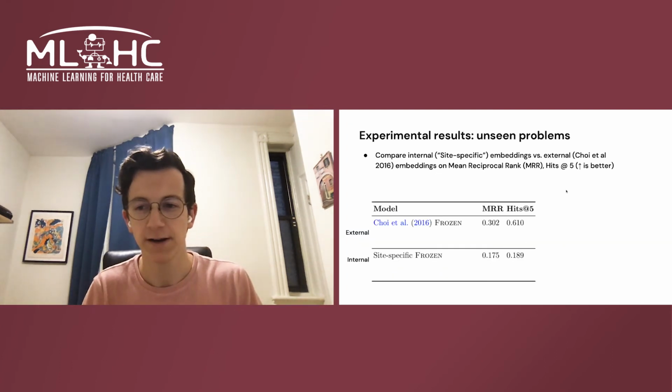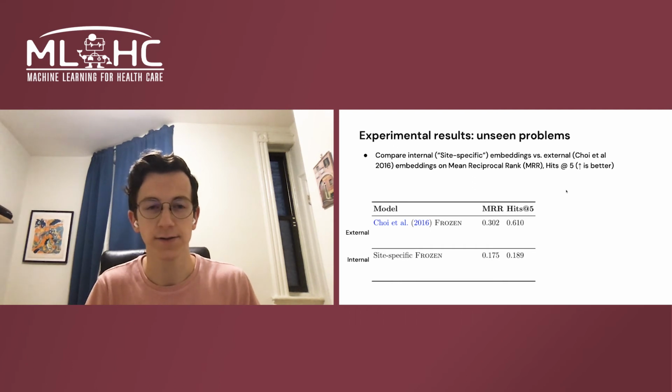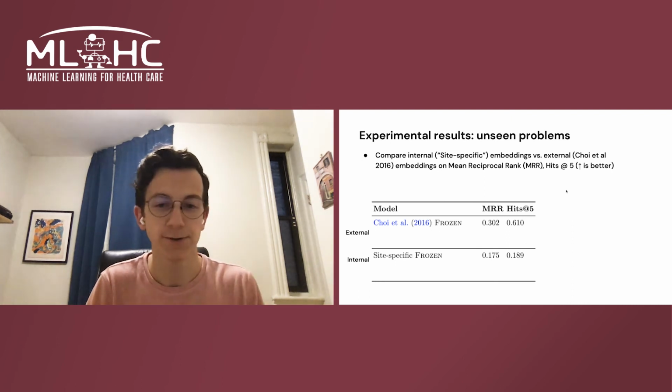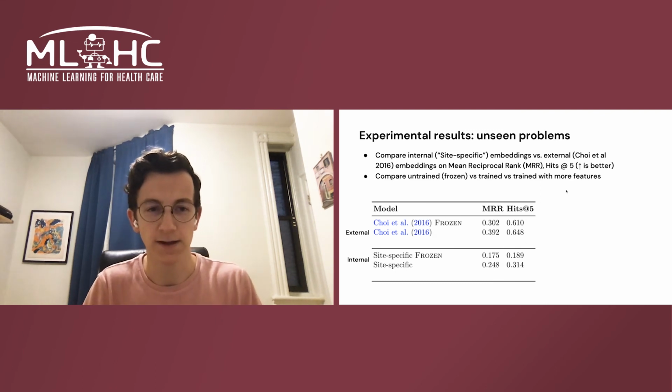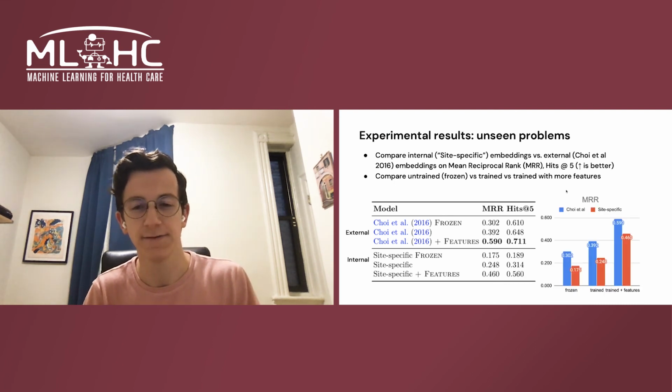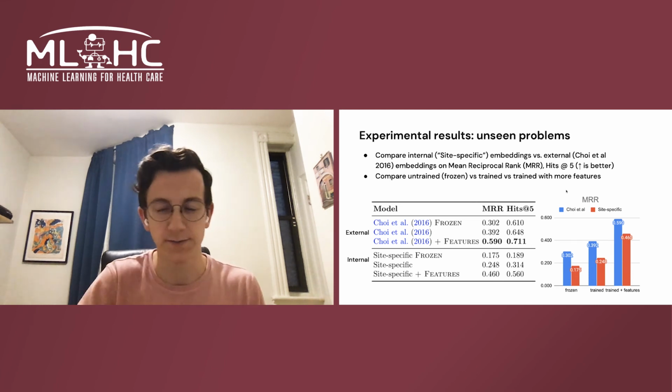For experiments, we compare embeddings trained internally, site-specific embeddings, to external open source embeddings trained on larger data. And we compare on the mean reciprocal rank and hits at 5 of ranking. The external open source embeddings turn out a little bit better just using them out of the box. When we use them to initialize the DistMult model and train that, we get a bit of a boost. And then using engineered features on top of that, again, provides a boost.